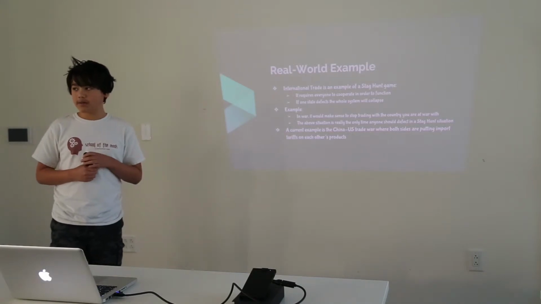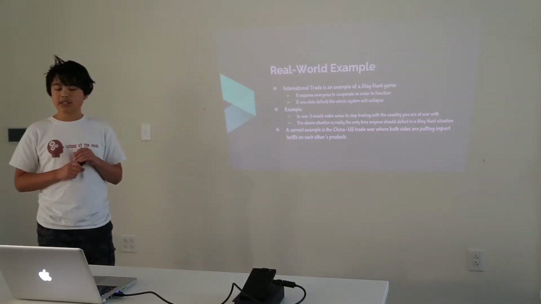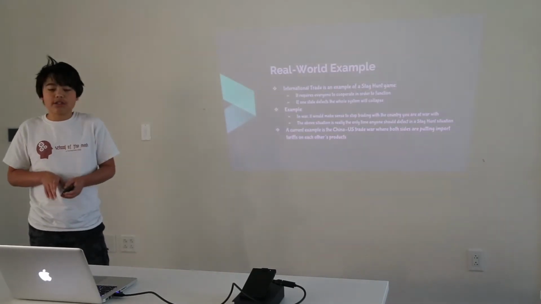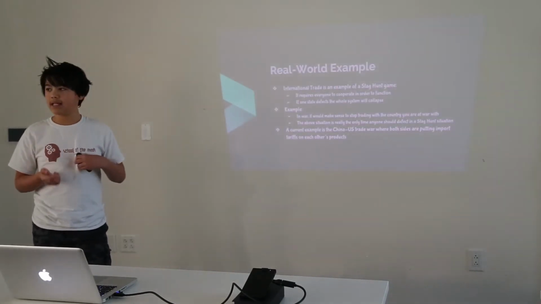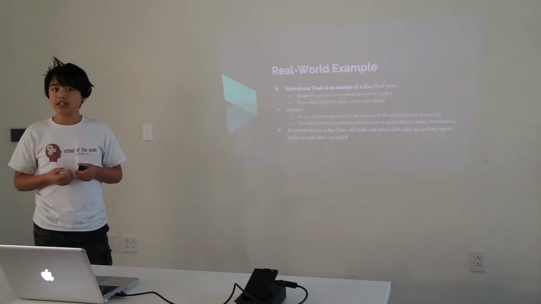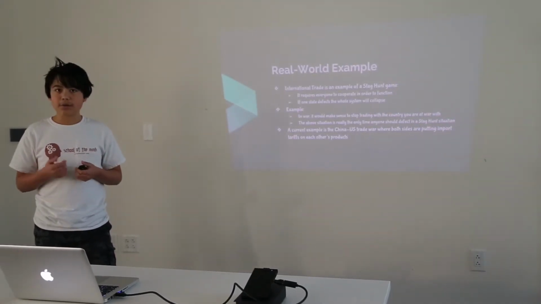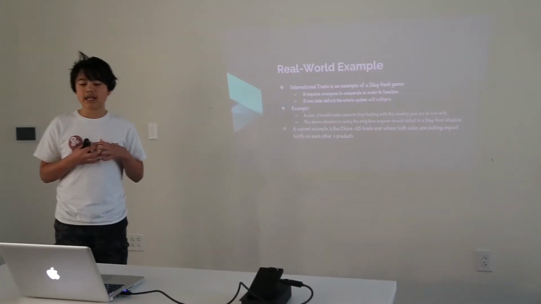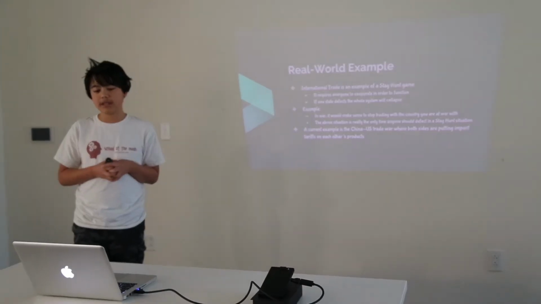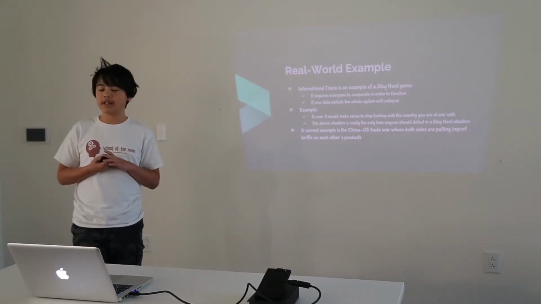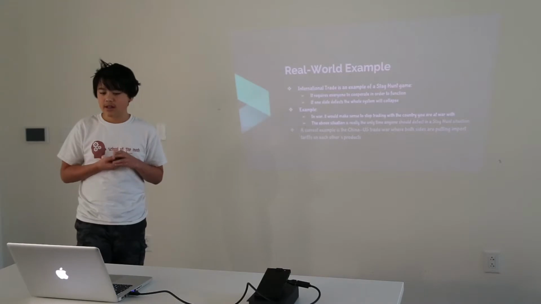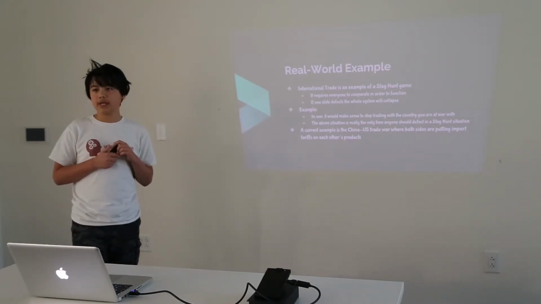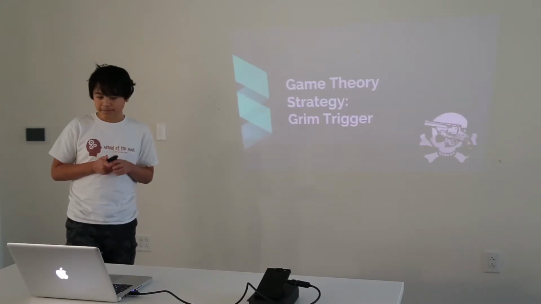So international trade would be an example of a stag hunt game because it requires everybody to cooperate in order to function. If one state defects, the whole system will collapse. I'm making like one state as an essential state, such as China or the US, which imports and exports a lot of things. So for example, in war, it makes sense to stop trading with the country you're at war with, and this is really the only time anybody should really defect in the stag hunt situation. A current example is the China-US trade war, where both sides are putting import tariffs on each other's products.